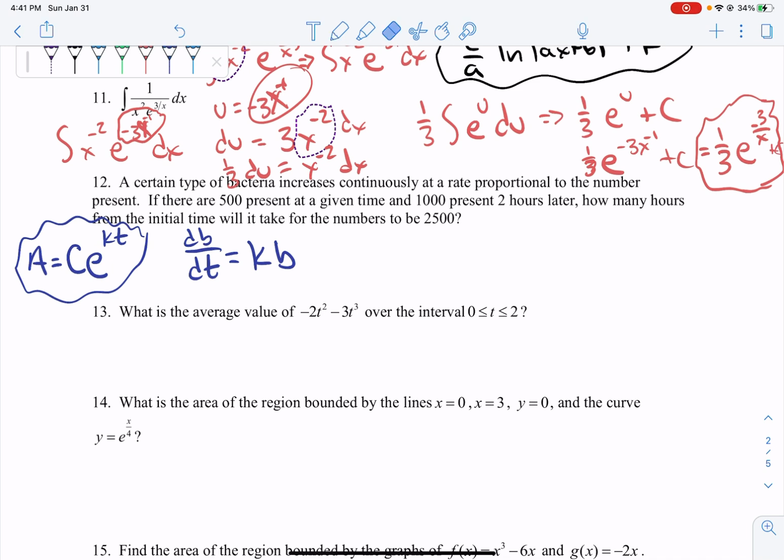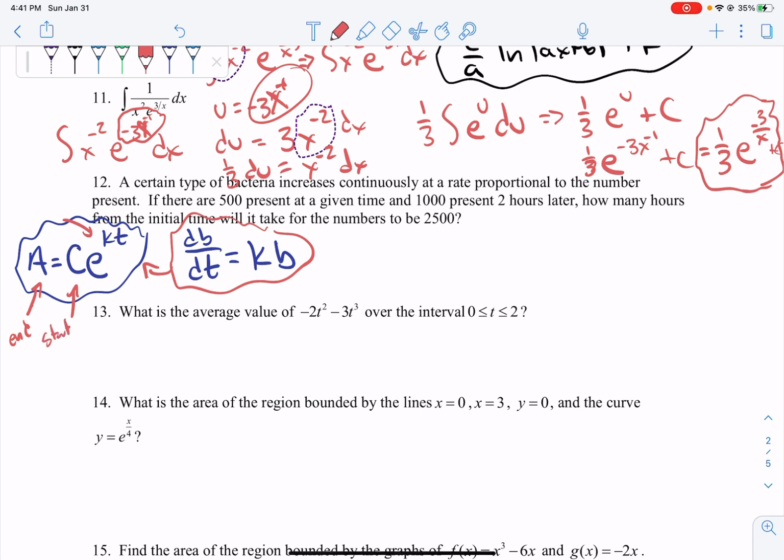Okay, and the nice thing about this formula is basically we took what we started with, we integrated it, and we came up with this nice formula on the left. A couple of things to remember about that formula: A is the amount that we end with. K is some constant that we're going to have to figure out. T is the amount of time. C is just our initial condition, that's how much we started with.